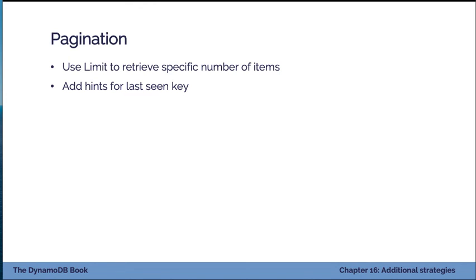So 2 big tips you need to think about with pagination. Number 1, use that limit parameter to retrieve a specific number of items. And then second, add hints into your API to give you the last seen key. So make sure that's getting passed back so you know where to start off as you're paging through these items.